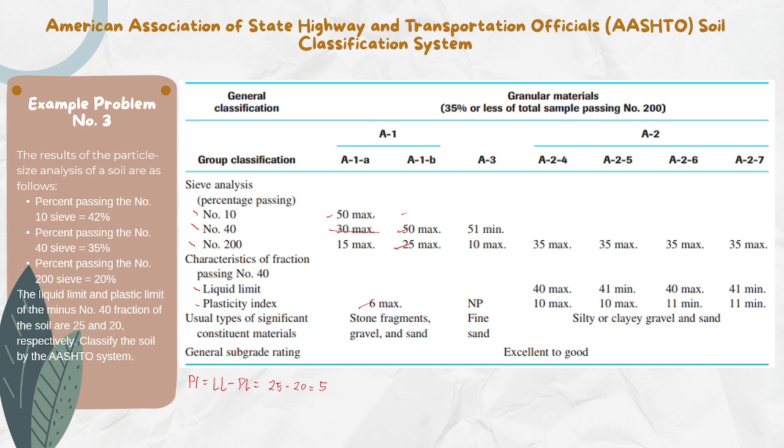So under the AASHTO soil classification system, this soil sample is classified as A-1-B. And our group index is equal to 0. So the soil is classified as A-1-B with group index equal to 0.